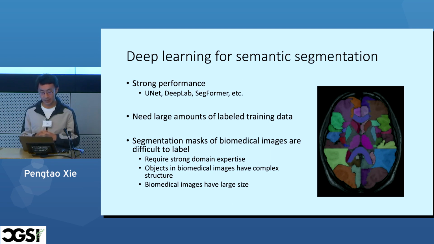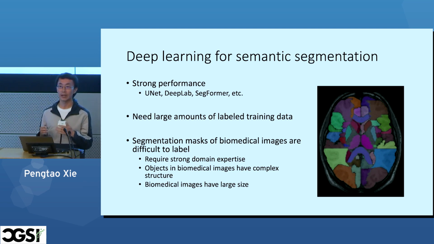Labeling these segmentation masks for biomedical images is very challenging. First of all, it requires very strong domain expertise. Only physicians and biologists can do this kind of labeling. It's different from the general domain, where you can hire many workers from Amazon Mechanical Turk to do the labeling. But for biomedical images, only a small group of experts can do this.